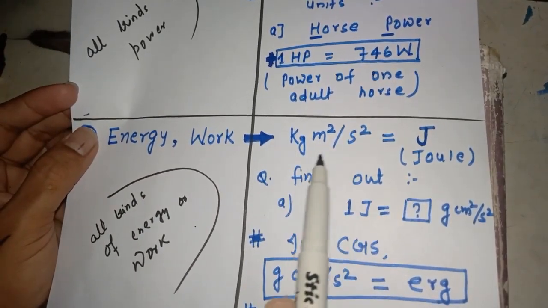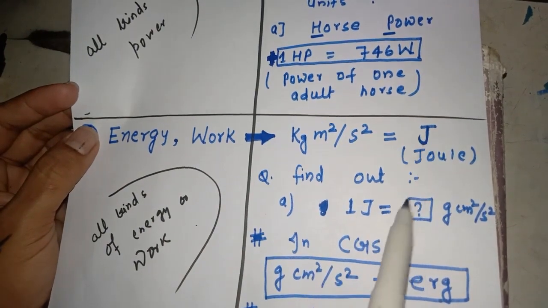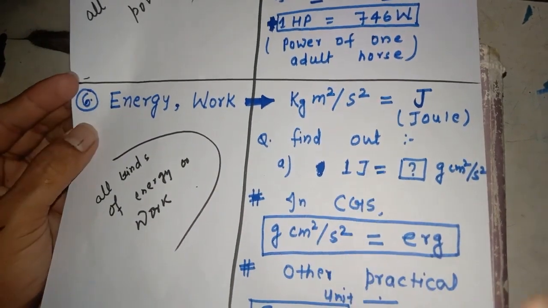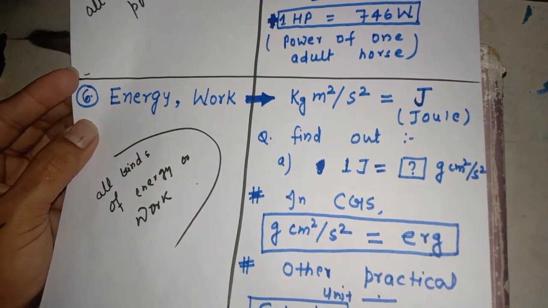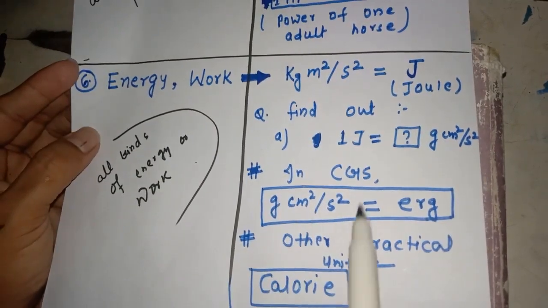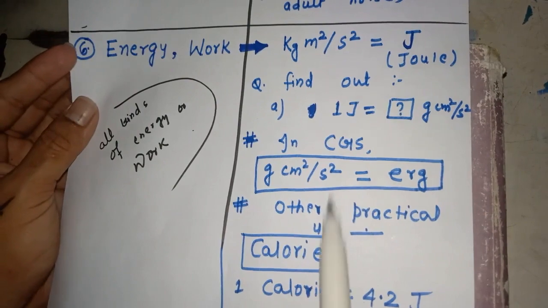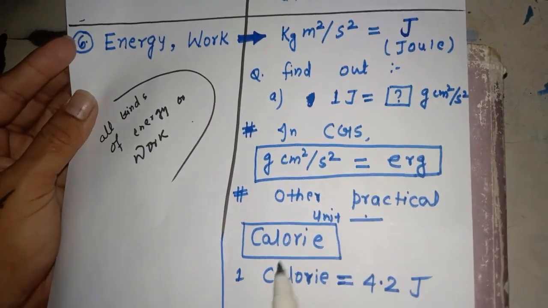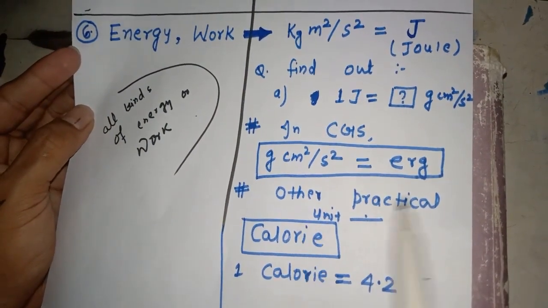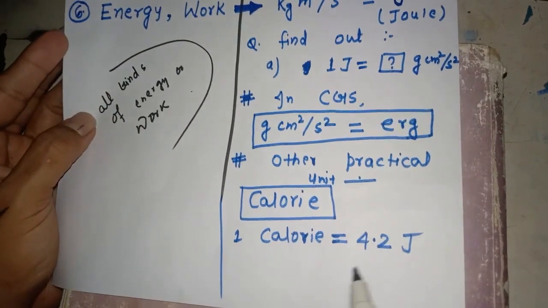So now energy or work. The SI unit of energy, kg meter square per second square, is also called joule. You can convert it: 1 joule equals 10 to the power 7 gram centimeter square per second square. In the CGS system it is known as erg. So you can convert 1 joule equal to 10 to the power 7 erg.